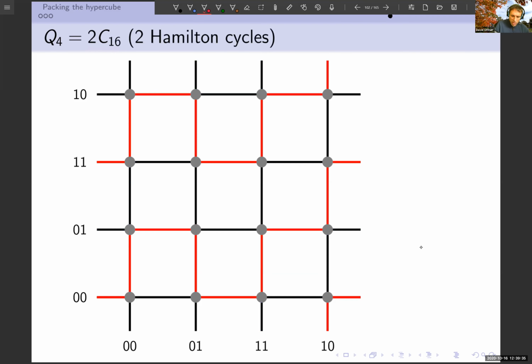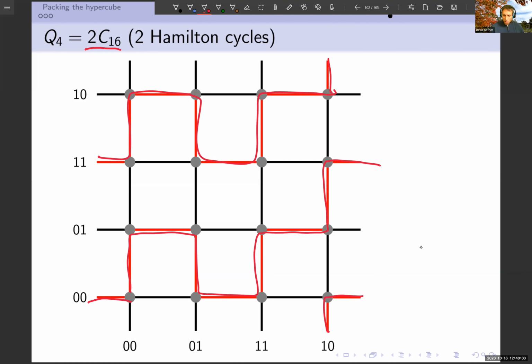And I can also decompose Q4 into 2 C16s, right? So this is the Hamiltonian decomposition of Q4, and I call this a wiggle, right? Where if I start in the lower left, I wiggle up and down until I get to the end of a row, at which point I go up to the next row, I wiggle up and down until I come back to where I started. So I have a red C16 and a black C16 there.